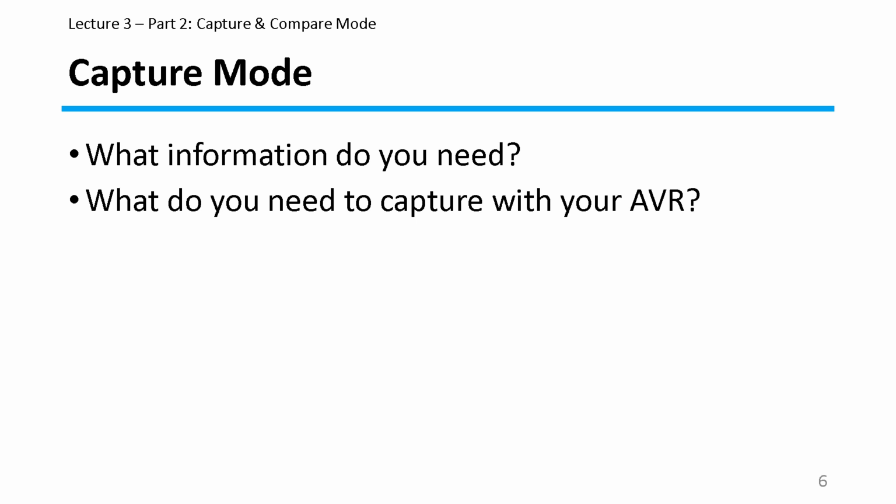So before we start using a specific module for an application, you really need to have a think about the application itself. Firstly, you need to see what information you need from the application to warrant the use of capture mode, for example. Secondly, you need to think about what exactly you need to capture with your AVR or your microcontroller. Again, your datasheet will tell you what the capture mode will provide you, giving you an option of what's out there and what information you can use to perform your task.